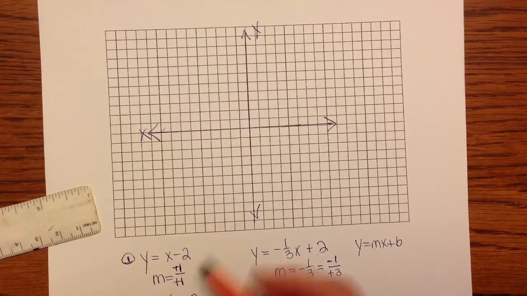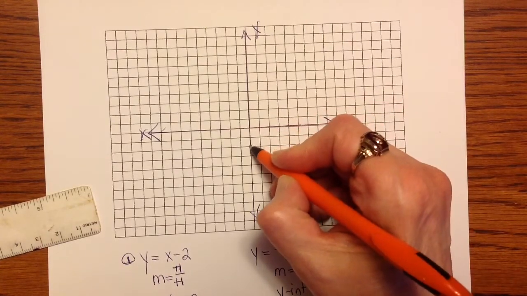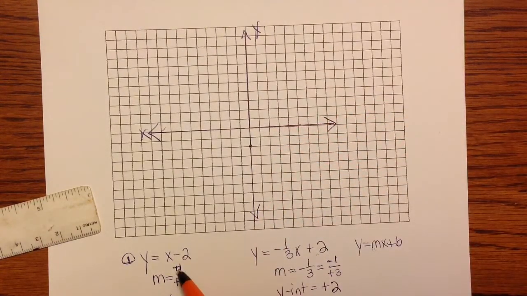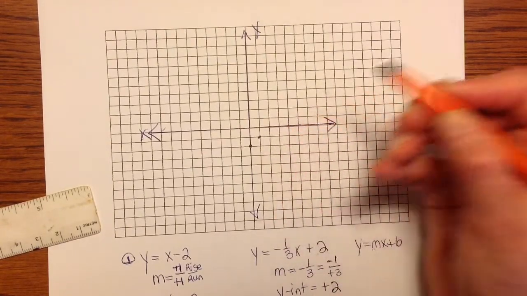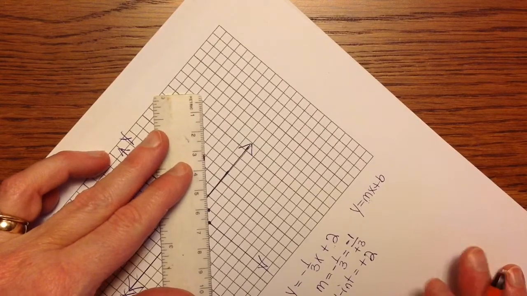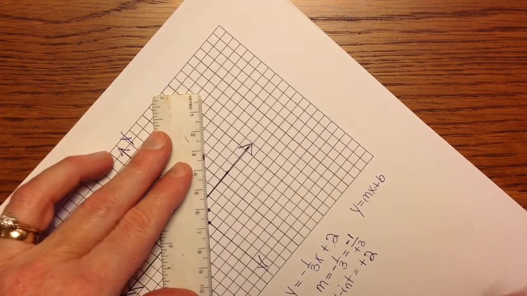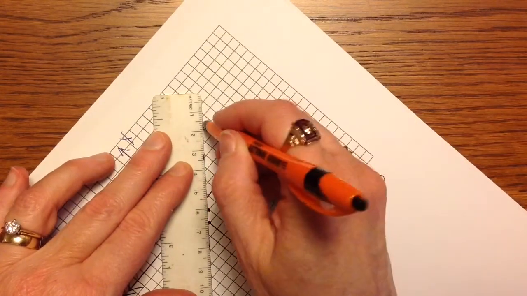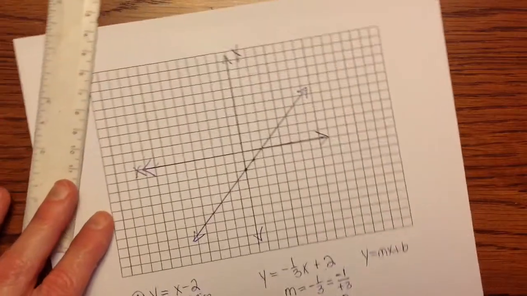My y-intercept is negative 2, so I'm going to go to the y-axis and find negative 2. And then my slope is 1/1. Remember, that's rise over run. So I'm going to rise 1 and run 1. And I may do that a few times, and when I connect those, I'm going to turn my paper sideways. I'm just going to be as accurate as I can be to connect them so that I can find that point of intersection. Okay, so there's the first line.